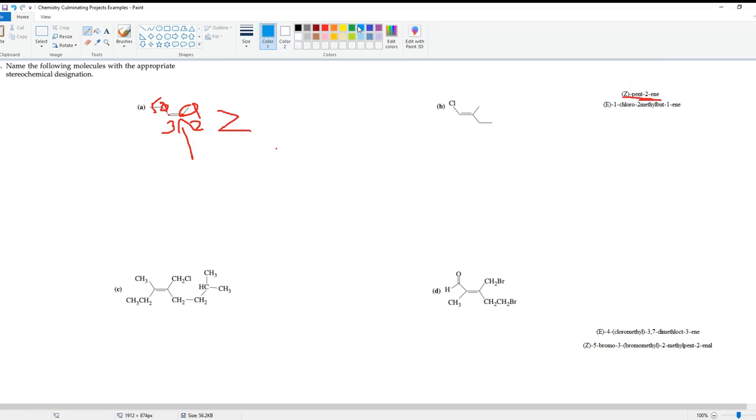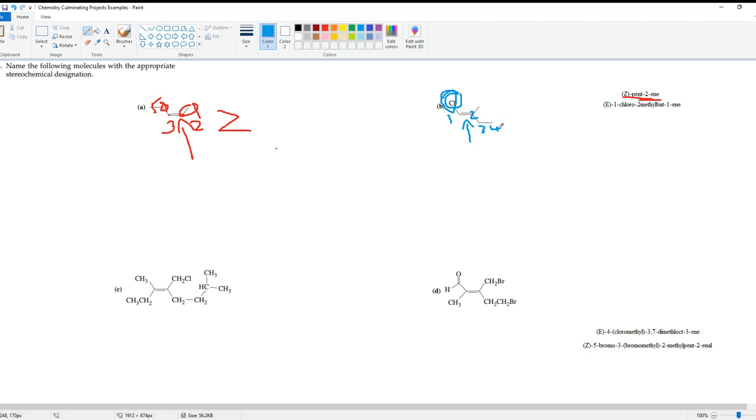Okay. So for our next molecule, we see that we have 4 carbons on it. And here we see a chlorine and then another double bond functional group. So on carbon 1, we see that there's chlorine and a hydrogen. So we're going to focus on the chlorine. And then on carbon 2, we see it's attached to a methyl group and then an ethyl group.